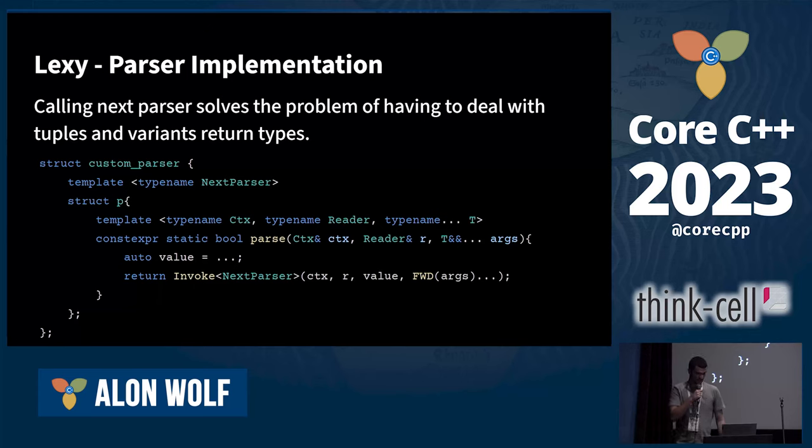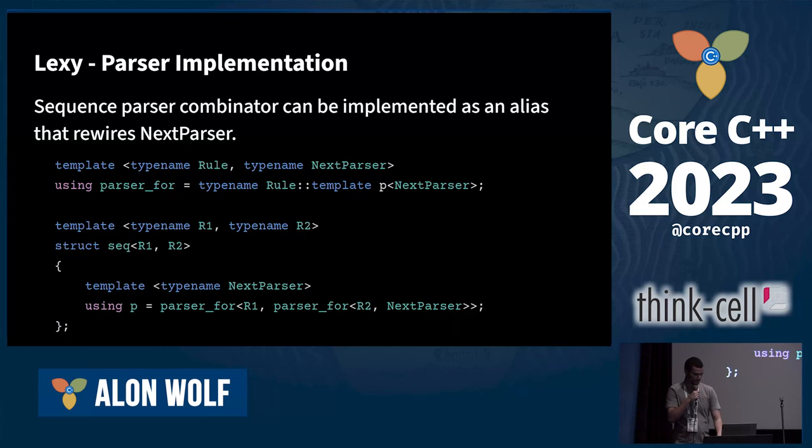This design decision has the benefit of solving the problem of dealing with different return types. So we don't need to return a variant or a tuple or an optional. We simply take the parsing result and pass it along in the call stack to the next parser. You can think of it as a push or shift operation where other parsers down the line can pop or reduce the value. Another benefit of this design decision is that it makes it easier to combine parsers. For example, the sequence parser combinator is just an alias that rewires the next parser template parameter.